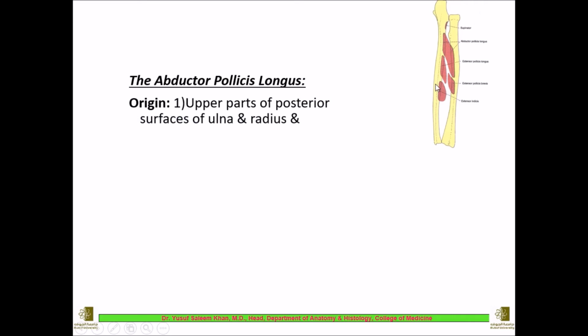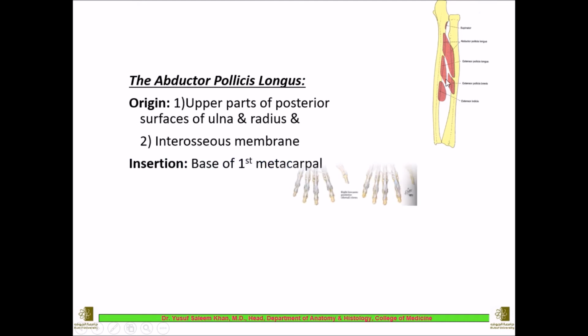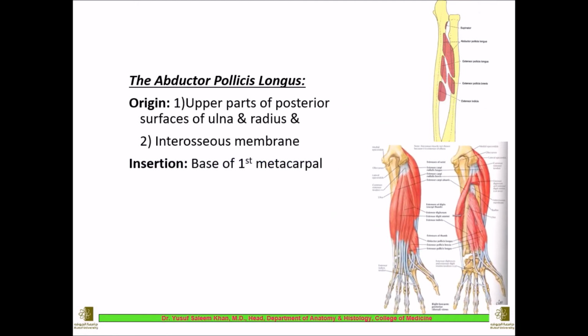It will be taking origin from the posterior part of the upper part of the radius and the ulna. So it is taking origin from the upper 1/3 of the posterior surface of the radius as well as the ulna. This is the radius and ulna, and in between is the interosseous membrane. So it will be taking origin from all these parts. The insertion of this muscle will be to the first metacarpal bone, the base of the first metacarpal.